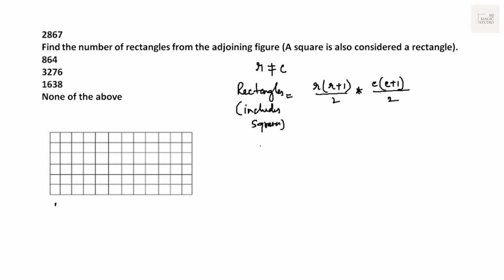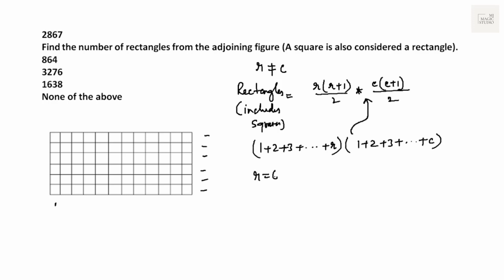In many books, you will get the formula as (1 plus 2 plus 3 till r) into (1 plus 2 plus 3 till c), which eventually ends up giving this direct formula. So now we need to calculate how many rows and columns we have. Rows: 1, 2, 3, 4, 5, 6, so r is equal to 6. And columns: 1, 2, 3, up to 12.